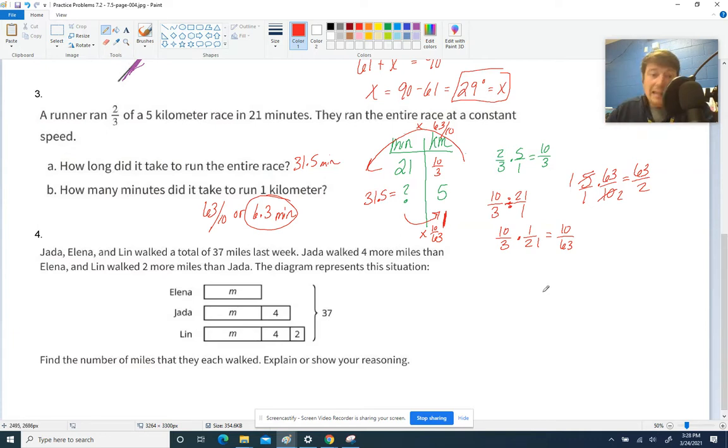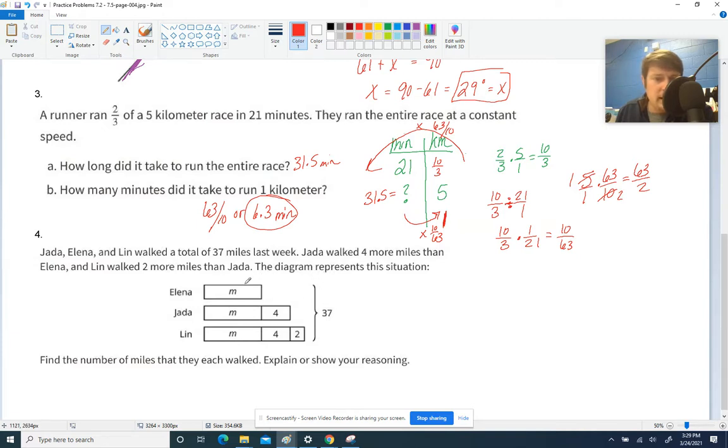Jada, Elena, and Lynn walked a total of 37 miles last week, all together. Jada walked 4 more miles than Elena, and Lynn walked 2 more miles than Jada. The diagram below represents the situation. Okay, so here we go. What we got going on? Elena, Jada, and Lynn, all right, all walked 37 miles all together.